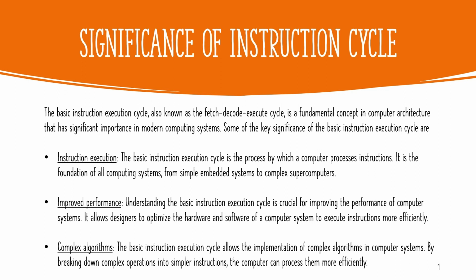Some of the key significances of the basic instruction execution cycle are: the first one is instruction execution. The basic instruction execution cycle is the process by which a computer processes instructions. It is the foundation of all computing systems, from simple embedded systems to complex supercomputers. The second one is improved performance. Understanding the basic instruction execution cycle is crucial for improving the performance of computer systems. It allows designers to optimize the hardware and software of the computer system to execute instructions more efficiently.